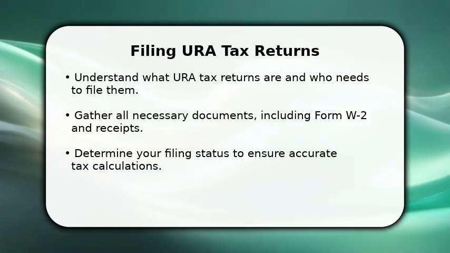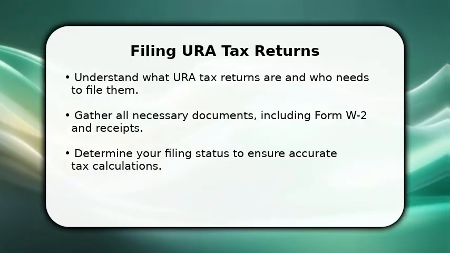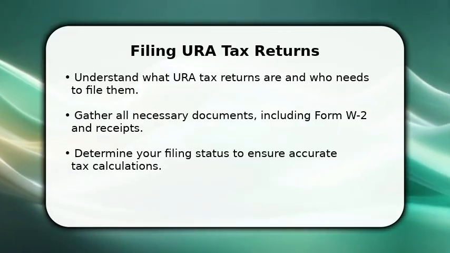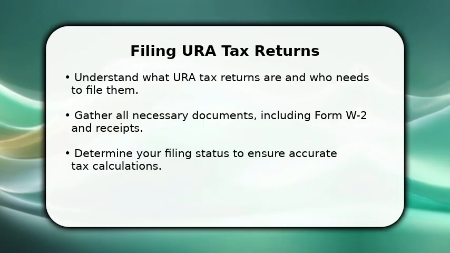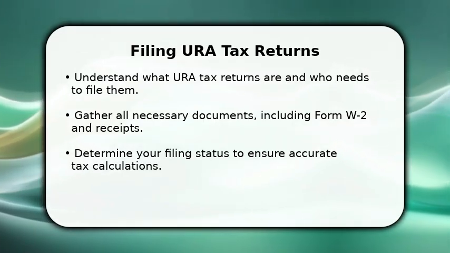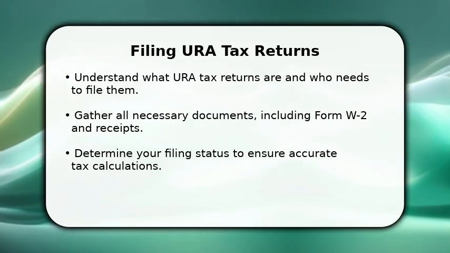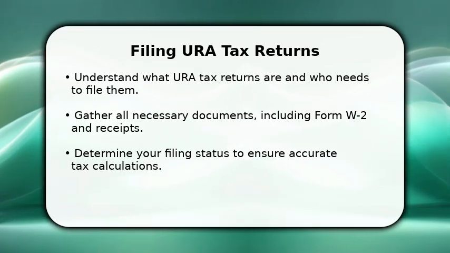In this video, I will explain how to file URA tax returns. First, identify if you are required to file based on your income and residency. Next, collect all your financial records, such as Form W-2 or Form 1099, and any expense receipts. Finally, confirm your correct filing status, whether single, married filing jointly, or head of household, to proceed with the return accurately.